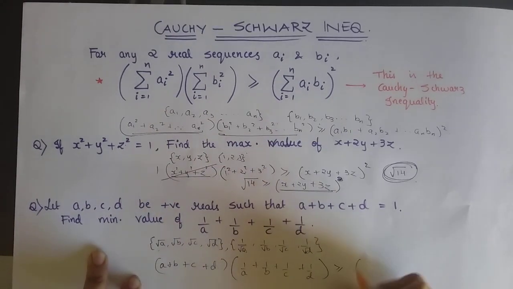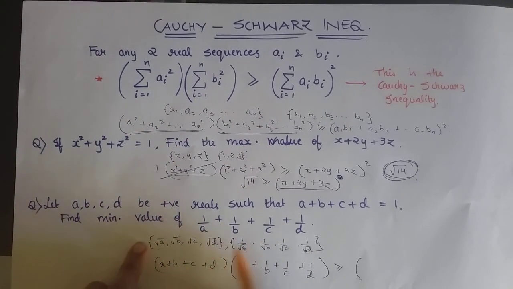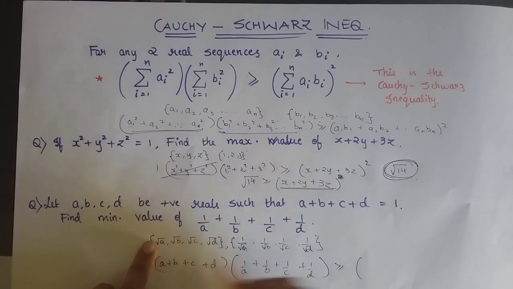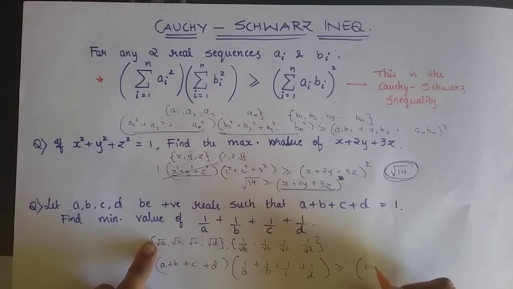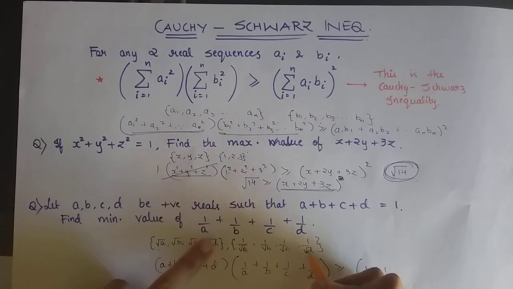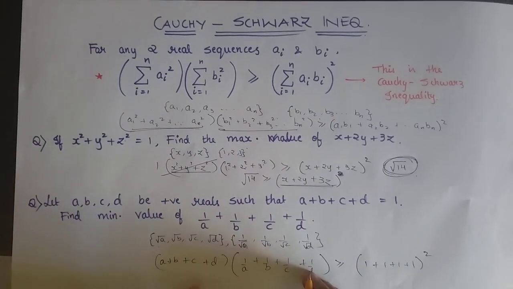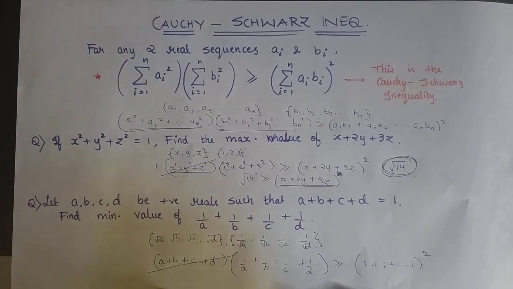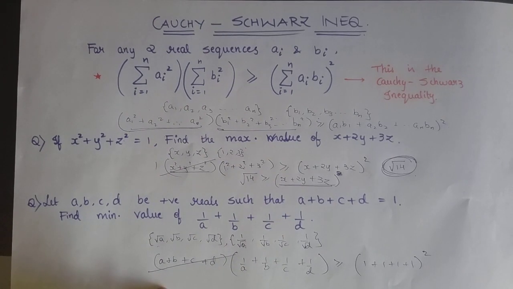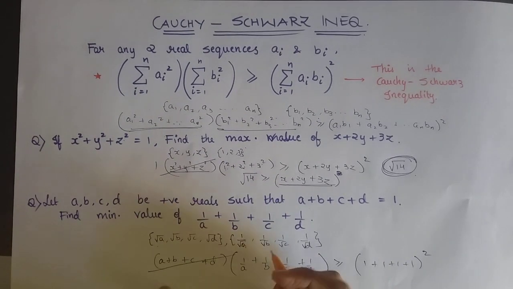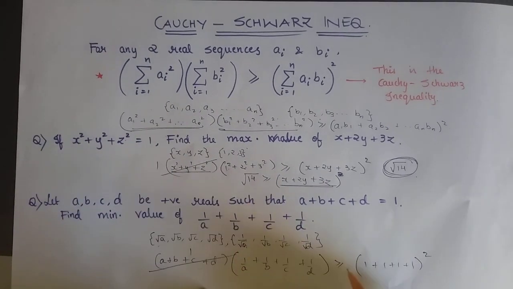Which is greater than or equal to first term of this times first term of this. The root a into 1 by root a is 1, right? Plus 1. This will be same thing, this will be same thing, and this will be same thing. 1 plus 1 plus 1 plus 1 whole square, right? And they have given also that a plus b plus c plus d is 1. So this cancels out to be 1, and they're asking the minimum value.